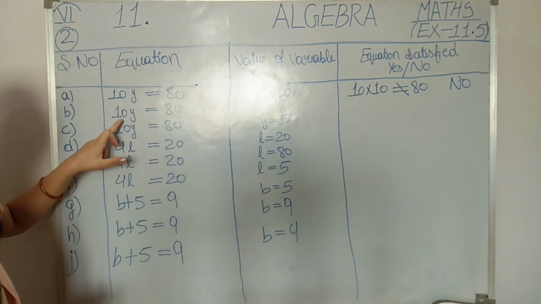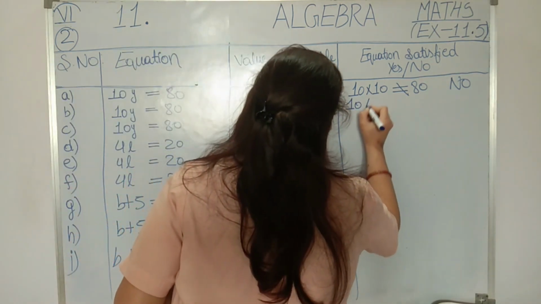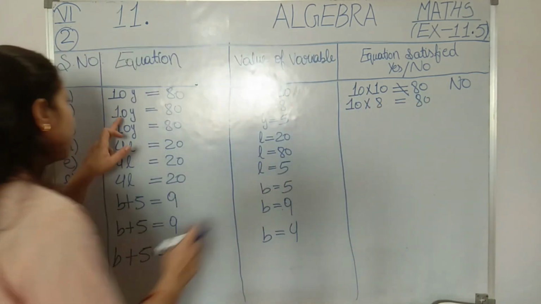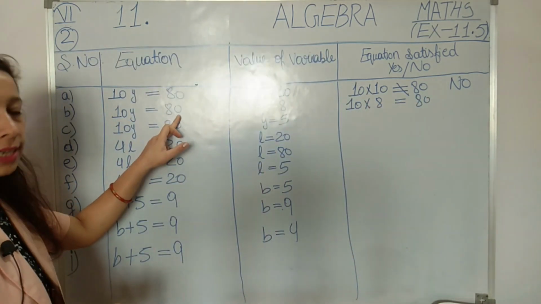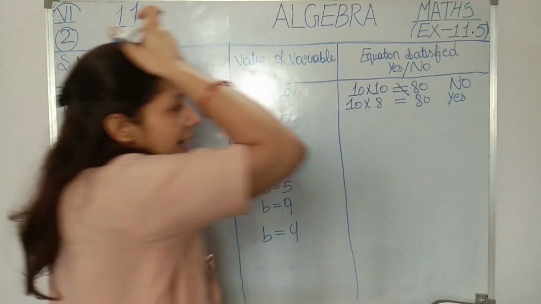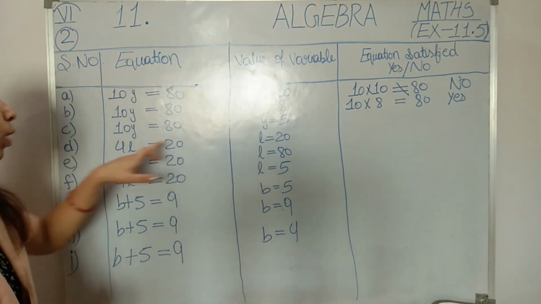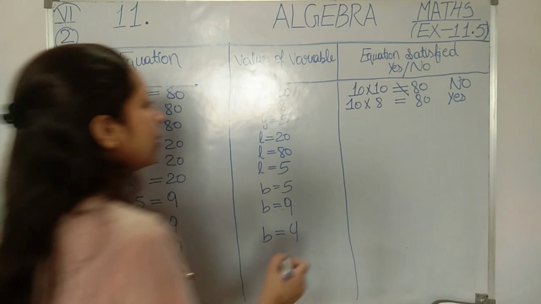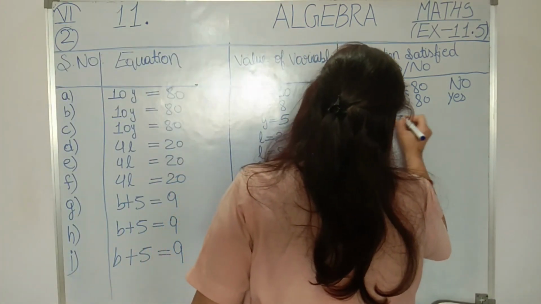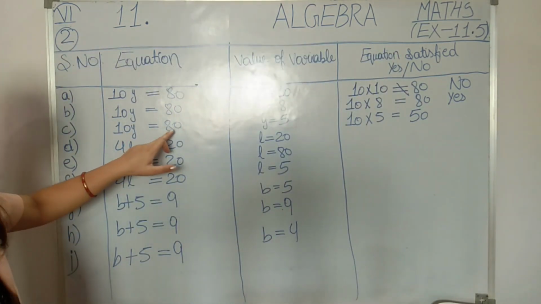Got it, students? Then in the same manner, point number B, now value of y will be 8. So here now I am going to multiply 10 with 8. So 10 into 8 is equals to how much, students? 10 into 8 will give us 80 and on the right hand side also 80. So here our equation is satisfied. We will write yes. Got it, students? Then again next value of y we have to keep as 5. So 10y means 10 into 5. 10 into 5 will give us 50. Isn't it? 10 into 5 will give us 50. But here it is 80.